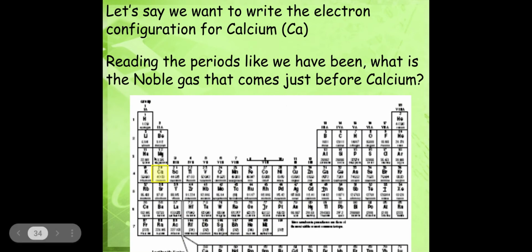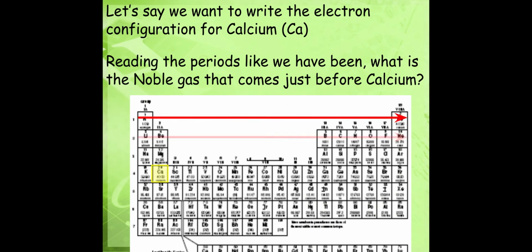If you were to write the electronic configuration of magnesium, magnesium is in period 3. What is the noble gas that comes in the period before magnesium? That would be period 2. You come all the way here, that would be neon. Okay, so pay attention to that. So the noble gas that comes in the period before calcium is argon right here.